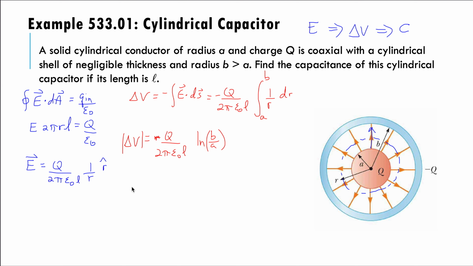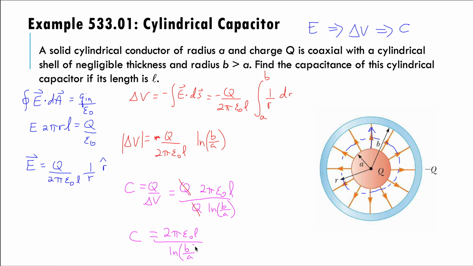The capacitance is going to be the charge per the voltage. So we're going to do Q, and instead of dividing, we multiply by the reciprocal: 2 pi epsilon naught L over Q log of b over a. We notice that the charges cancel out. And so we have our answer for the capacitance of a cylindrical capacitor: C equals 2 pi epsilon naught L over log of b over a.